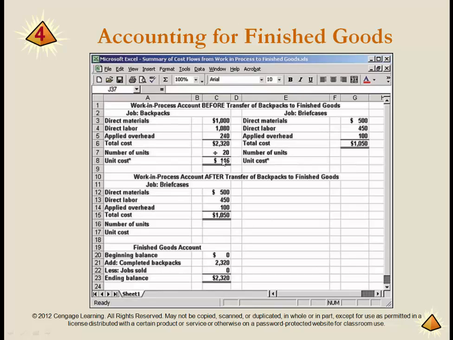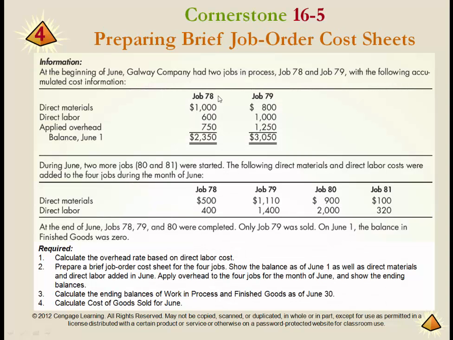And here's the unit cost for the backpacks. And it looks like the briefcases aren't quite done because we don't have a unit cost here yet. So they have a little bit more to go with the briefcases, but they've already finished the backpack. So when we finish the backpacks, we're going to move them out of work in process. That's what this shows us, and we're going to put them into the finished goods account. And then when you sell them, they're going to go out.